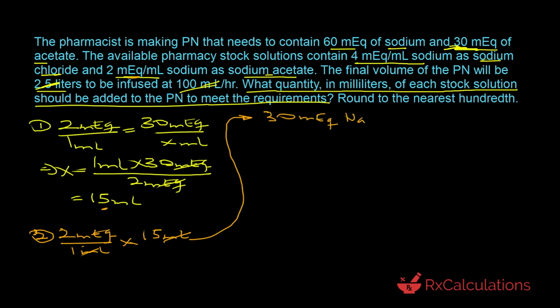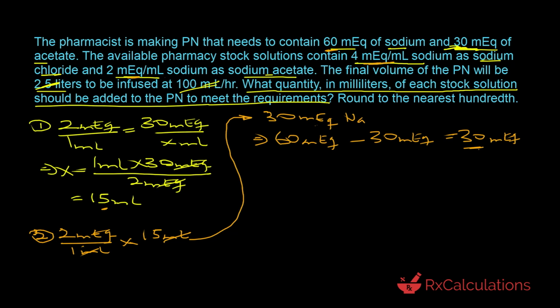So what we need is to supply the difference. The difference is going to be, you have 60 MEQ that is needed. You subtract what accompanies the acetate, which is 30 MEQ. So we need 30 milliequivalents of sodium, an additional 30 milliequivalents of sodium. And that's what you're going to supply using the sodium chloride, which has a concentration of 4 MEQ per ml.